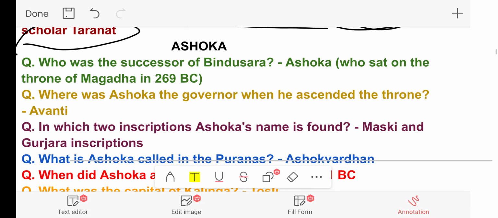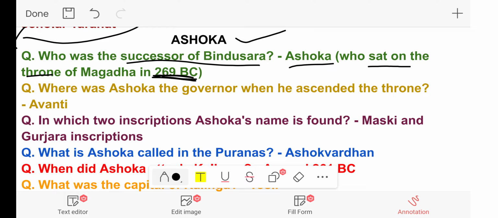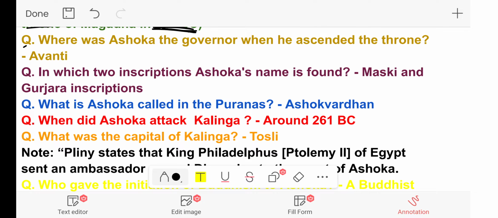Now we will read about another Mauryan ruler, Ashoka the Great. So the first question is, who was the successor of Bindusara? Answer is Ashoka. In the bracket it is written that Ashoka sat on the throne of Magadha in 269 BC. Next question is, where was Ashoka the governor when he ascended the throne? So the answer is Avanti.